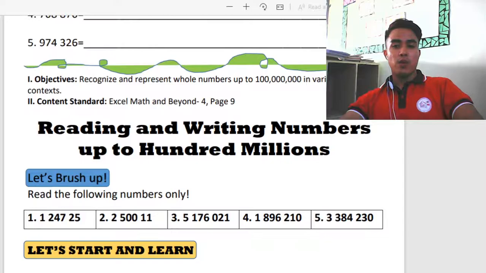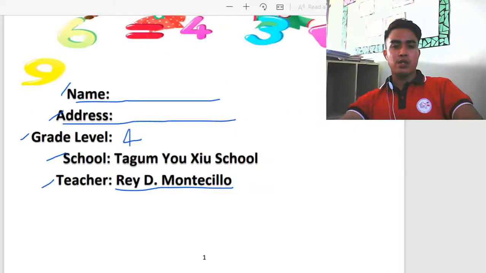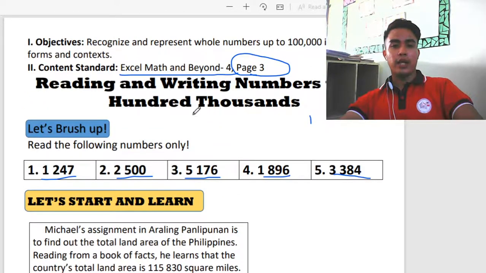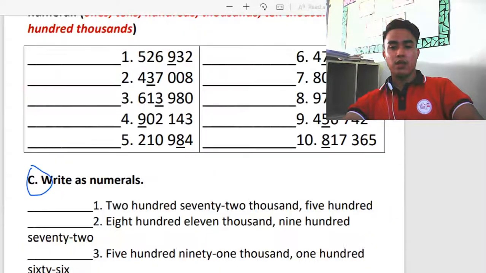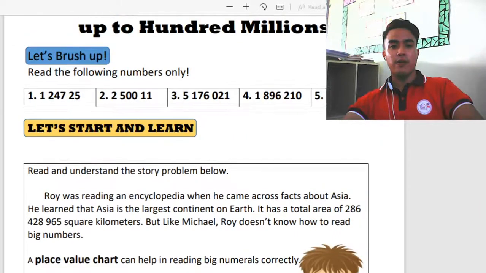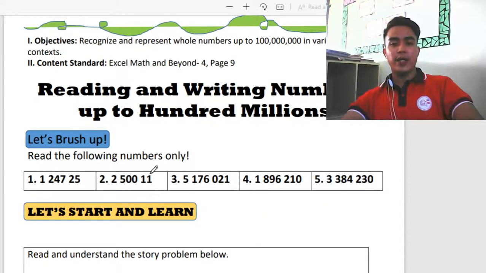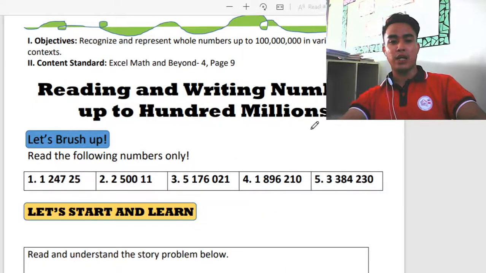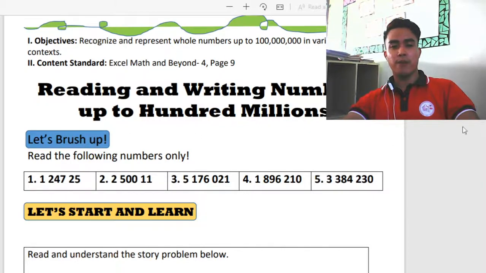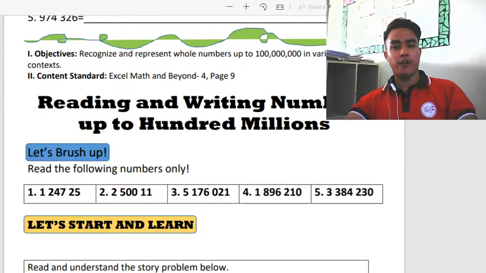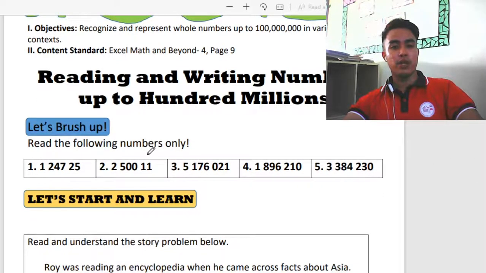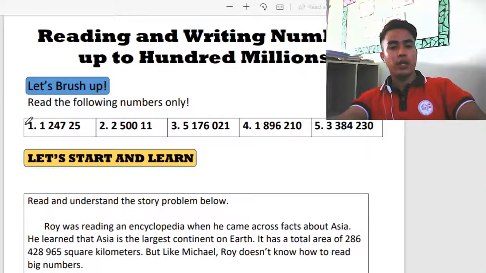So, our first lesson is reading and writing numbers up to 100,000s. And our second lesson, reading and writing numbers up to 100 millions. Now, let's brush up. Let us first refresh our mind. Read the following numbers only. Number 1, so we will read numbers 1 up to 5: 1, 2, 3, 4, and 5.